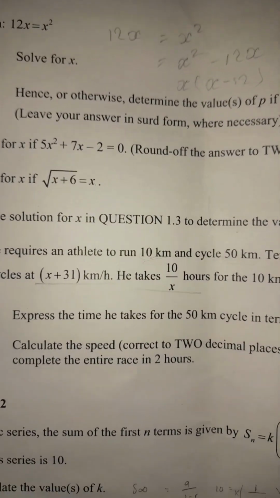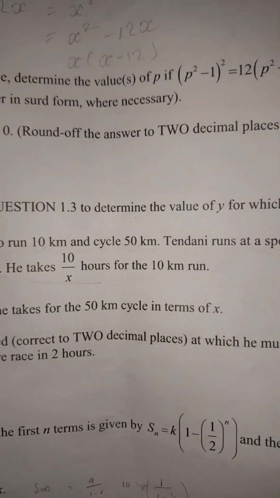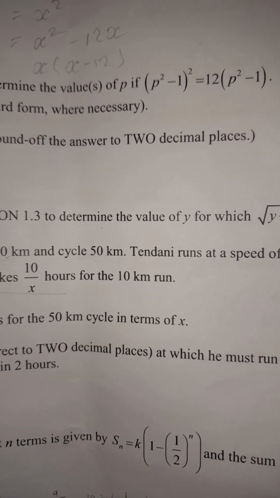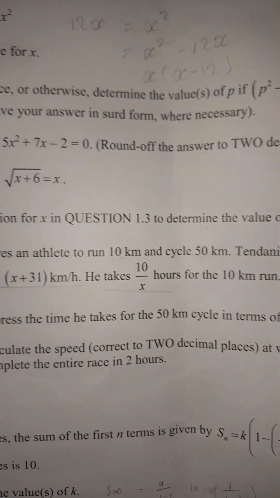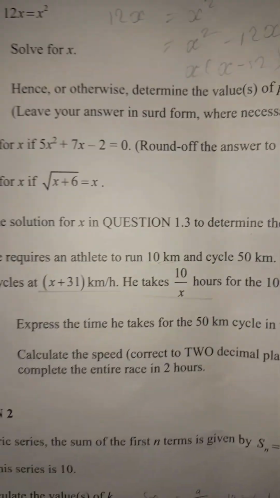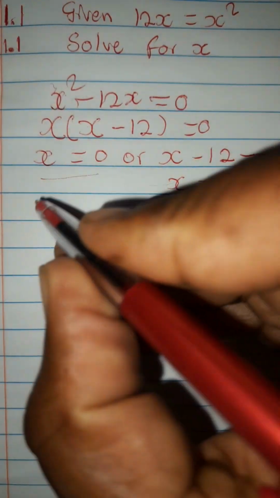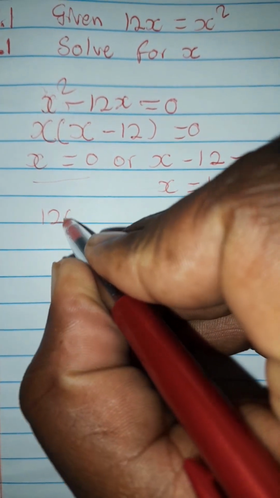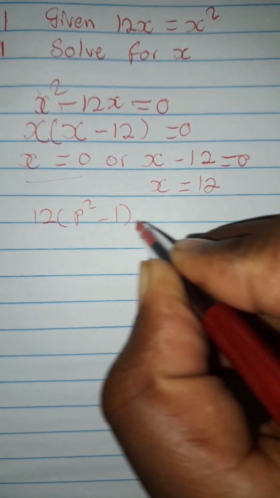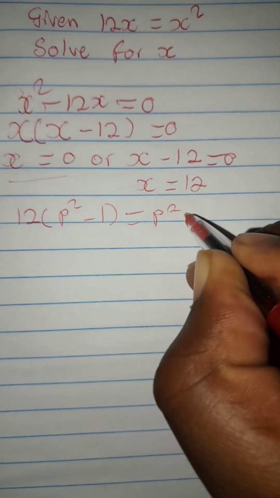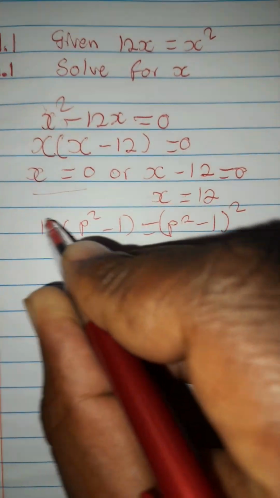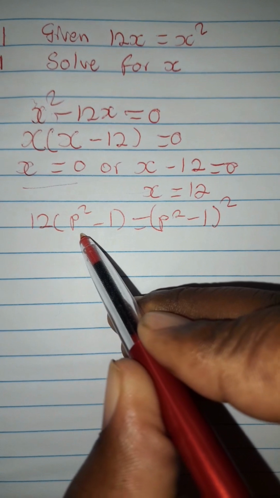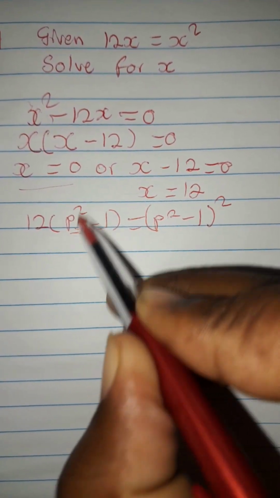The second part says hence or otherwise determine the values of p if (p squared minus 1) squared equals 12 (p squared minus 1). Leave your answer in surd form, right? Okay, let's write this, and I want you to see something regarding this. Let me start with 12(p squared minus 1), as well as (p squared minus 1) squared. So you can see, guys, this is a similar thing. In fact, p squared minus 1 represents x in this case.